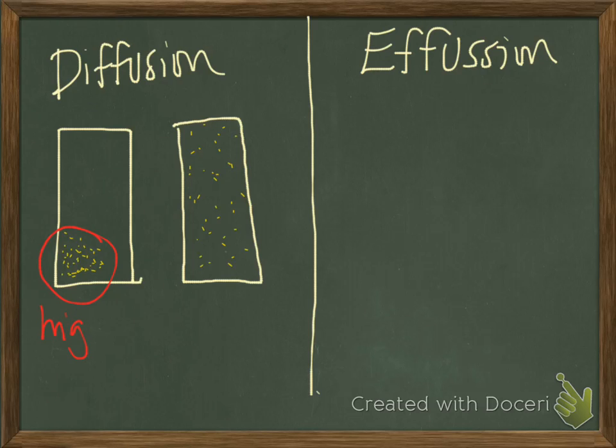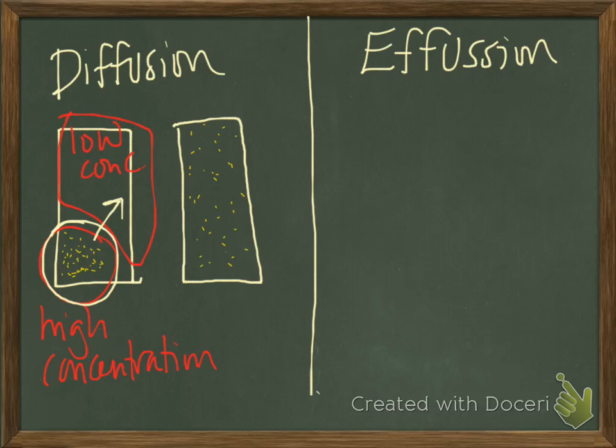Okay? So, high concentration. In that example, every place else has low concentration. Would you agree? Yeah. When we talk about a gas diffusing, we talk about a gas moving from an area of high concentration into an area of low concentration until it is evenly distributed.